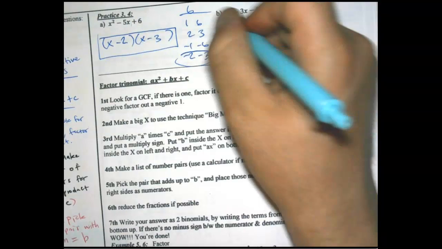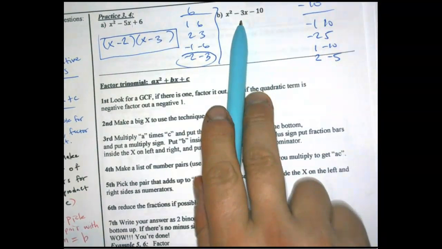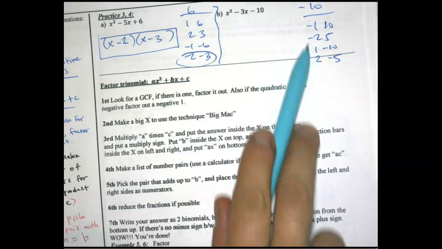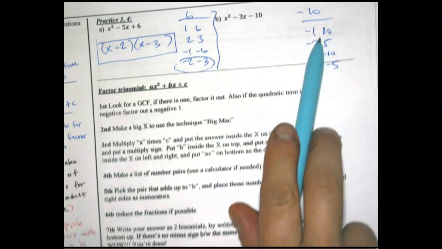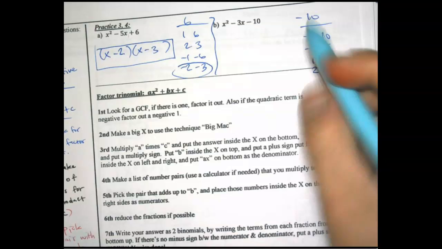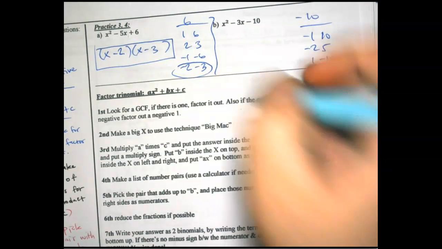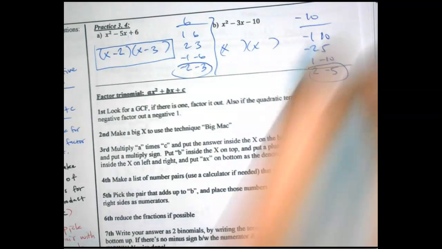So I need the pair that adds up to negative 3, right? I know they all multiply to get negative 10, because that's the list I made, numbers I can multiply to get negative 10. But I need to pick the pair that adds up to negative 3, so 2 and negative 5. Once I have that, I can just use my (x )(x ) parentheses twice.